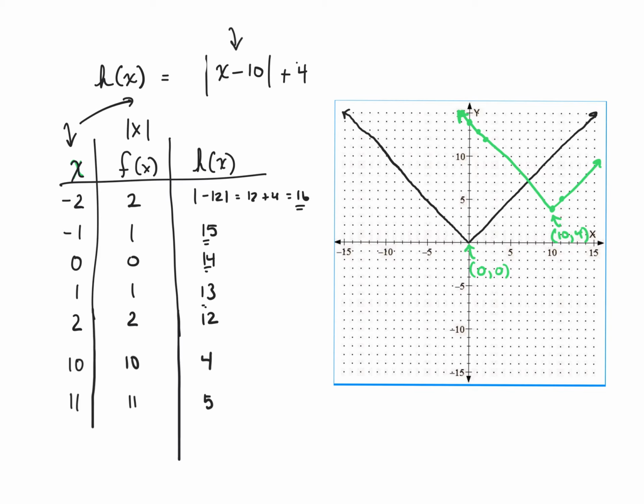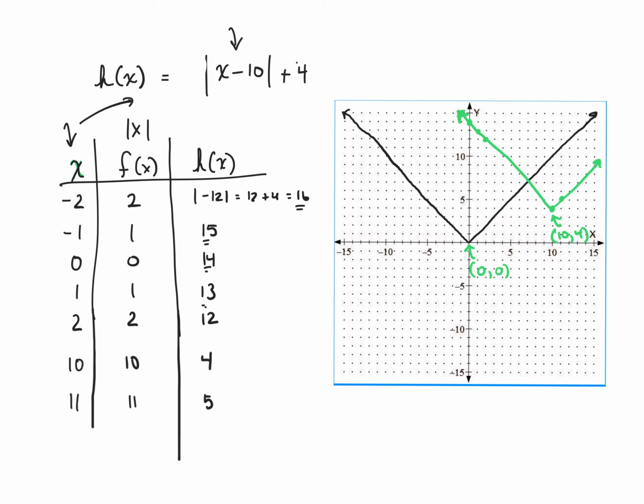Remember in the previous video, when the inside was add 1, our vertex went left 1, and then we went down 1. Now, all of a sudden, in this video, when I'm subtracting 10, my hypothesis ends up coming true. This point ends up going to the right 10, and then on the outside, remember, plus 4, it would go up 4. So every point on this original function is just being moved, and they're all being moved the same.